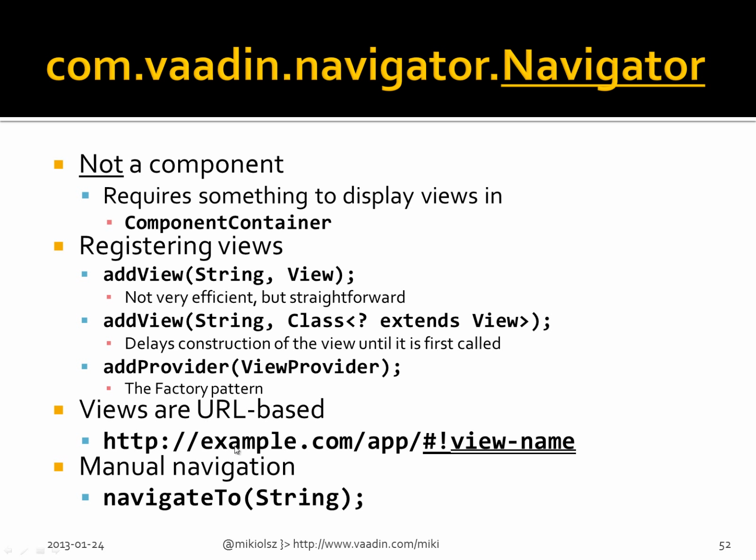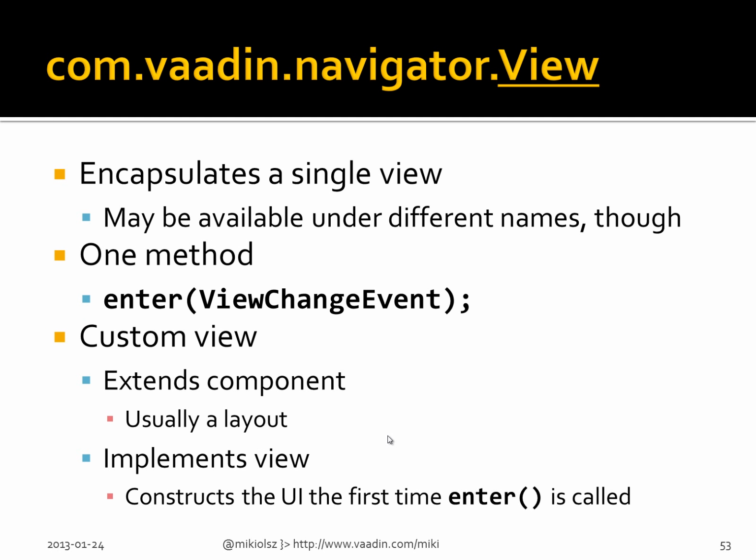And they are URL based, meaning that this is how it will look. So the hash and the exclamation mark are required, and then we have a view name. So the view is an encapsulation of a single view or a single web page or a part of that web page. Of course, the same view can be available under different names. That's not a problem. The view itself is an interface which we have to implement. When we are building a custom view, we are extending a component. Usually it's a layout, and we are implementing a view interface. So we construct the UI the first time we enter the view.